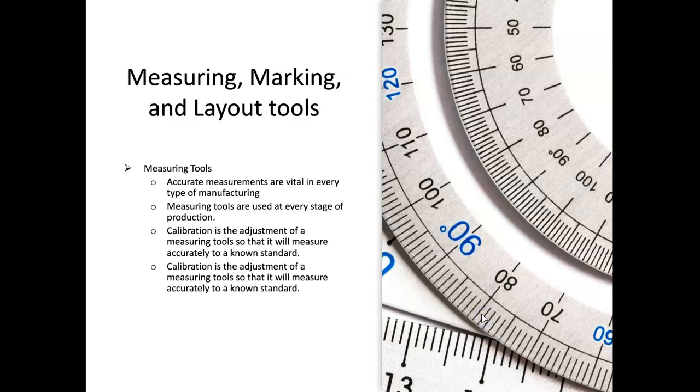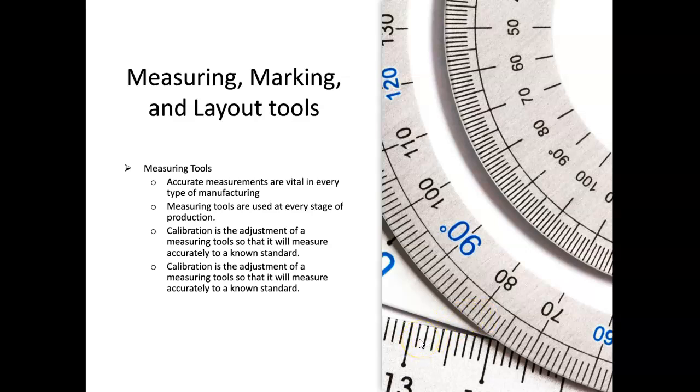So let's start out with measuring, marking, and layout tools. So pretty much everything in industry, you do have to be able to measure whatever it is that you're working on. So now we can talk about linear measurement, or we can talk about volume. So there are several different types of measurement that we will need to be aware of depending on what it is that we're doing and where we're working. But all of these measurements are accurate and vital for us to maintain and produce the products that we need and meet quality demands that we're looking for.